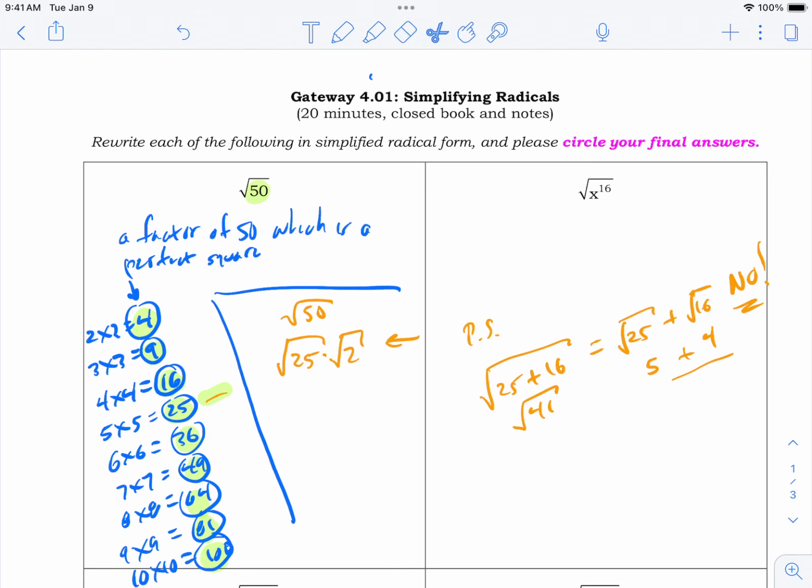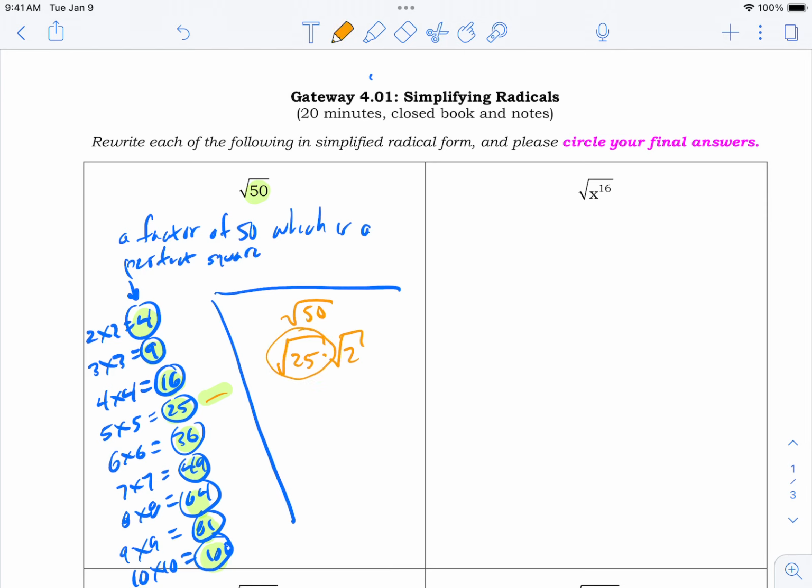And because it does work for multiplication, it gives us a nice method for simplifying our radical. Because radical 25, the root of 25, we know what that is. It's 5. And that's what's multiplying the square root of 2, or radical 2. 5 radical 2. The square root of 50 is 5 radical 2.